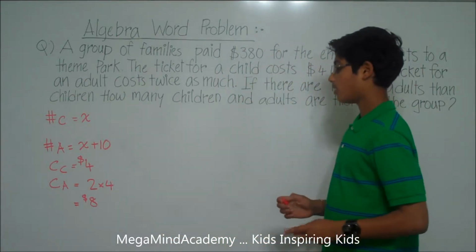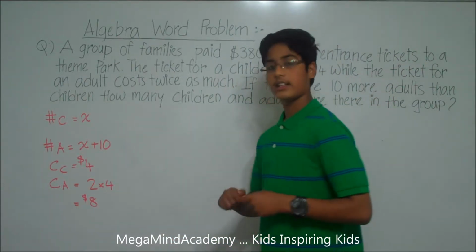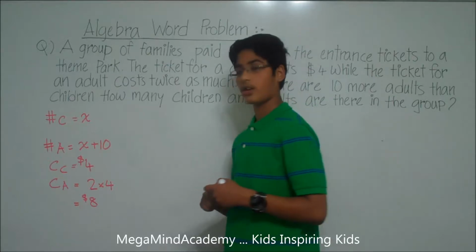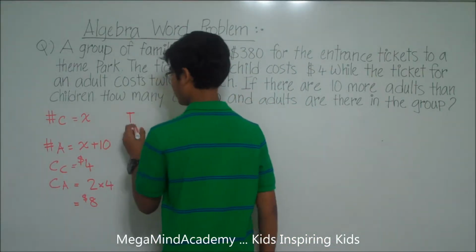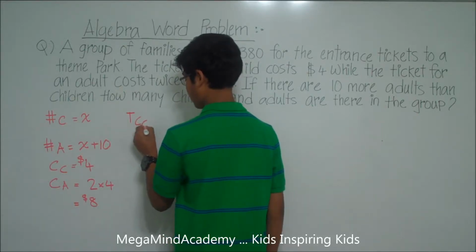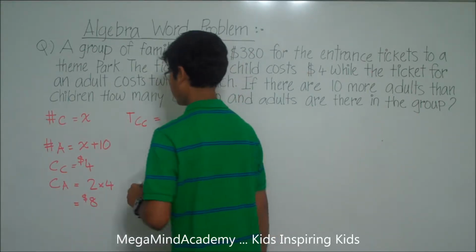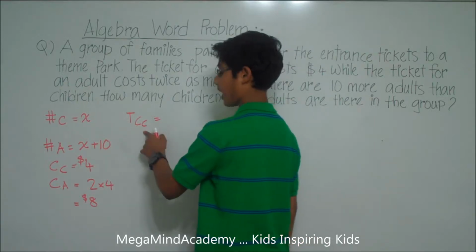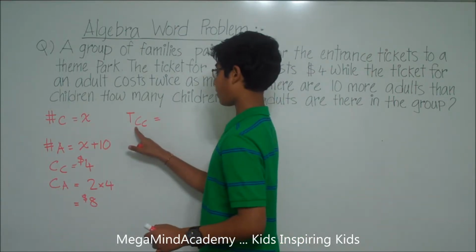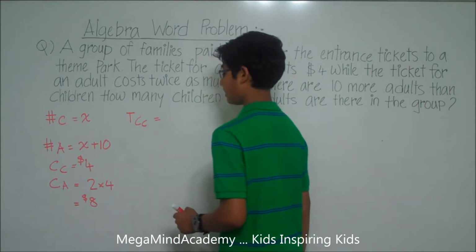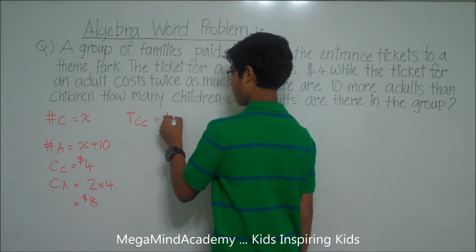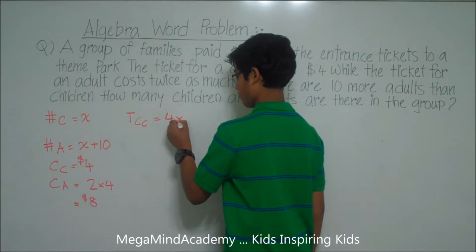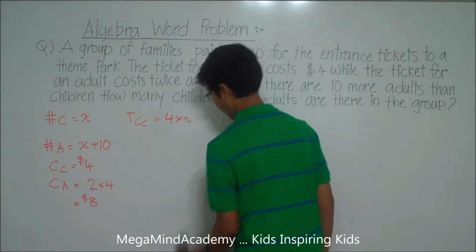Now, let's find the total cost for a child and the total cost for an adult. So the total cost for a child, T for total, C for cost, C for child, is equal to 4, which is the cost of a child, times x, or 4x.